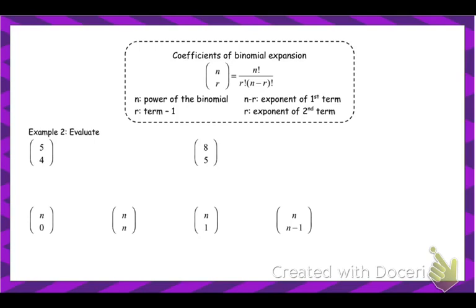If you notice, this looks like a fraction. This is not actually a fraction. It's just n over r. N is the power of the binomial. R is the term minus 1. So if you're trying to find the fifth term, then that R value is going to be 4. The reason for that is because we're starting with a 0 placeholder. So if R is 0, that corresponds to the first term. If R is 7, then that corresponds to the 8th term.